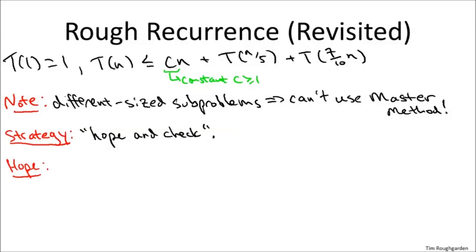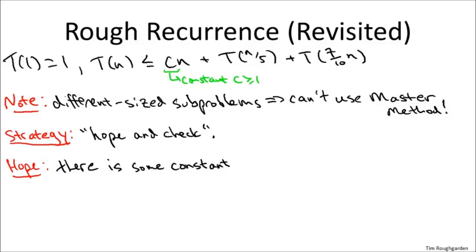You guess what the answer to a recurrence is, and then you verify it by induction. Here, because we have such a specific target in mind, the whole point of this exercise is to prove a linear time bound, I'm going to call it just hope and check. So we're going to hope that it's linear time, and then we're going to try to produce a proof that verifies the linear time bound using induction.